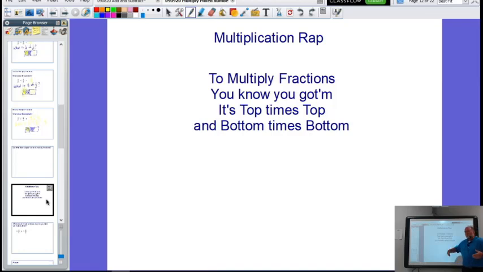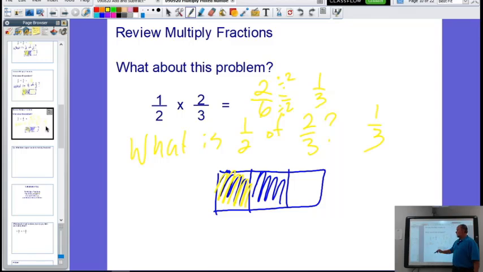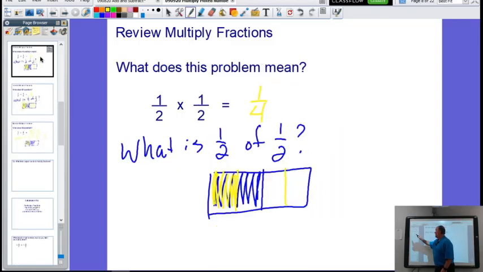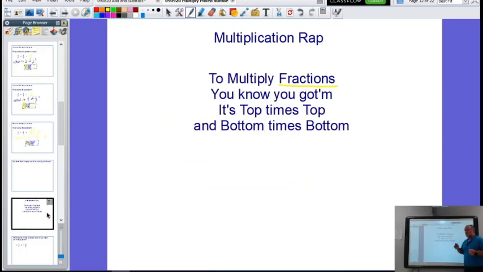First thing says, to multiply fractions. Well, that is a conditional statement. The only thing we can multiply are fractions. So that means fraction, fraction, fraction. I can multiply fractions. So that first step is you must have fractions. You know you got them. So I know I got them because I just said I had them. It's top times top, numerator times numerator, and bottom times bottom, denominator times denominator. And then last but not least, we know we're going to simplify.